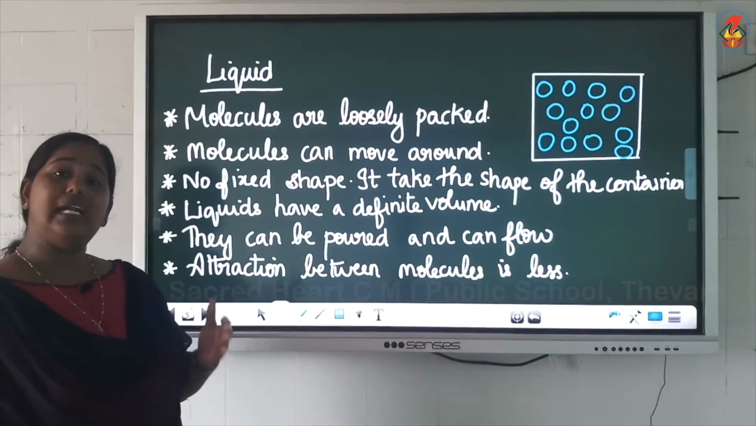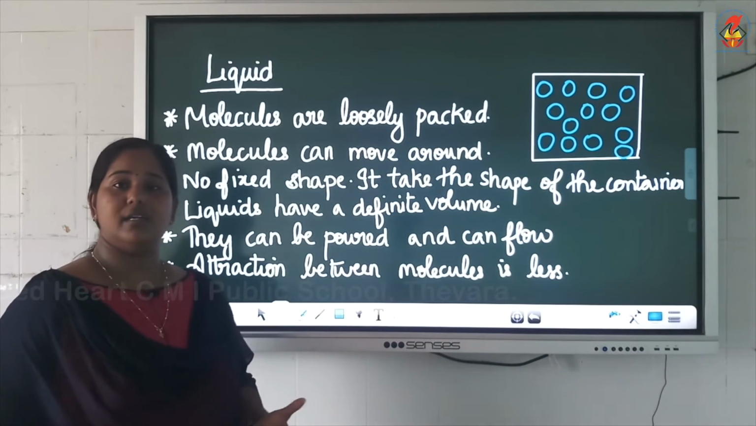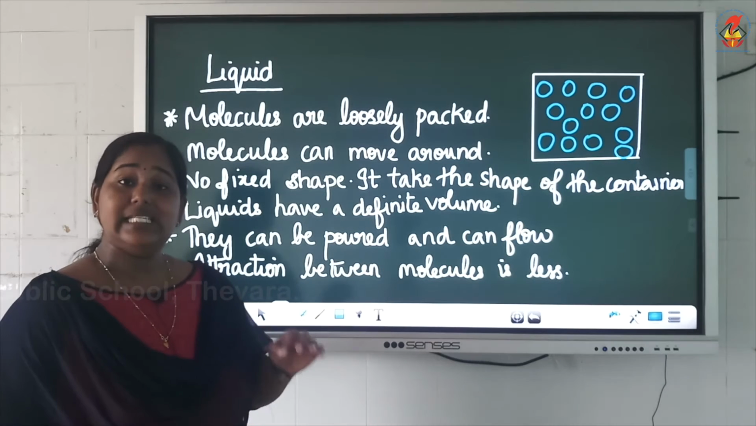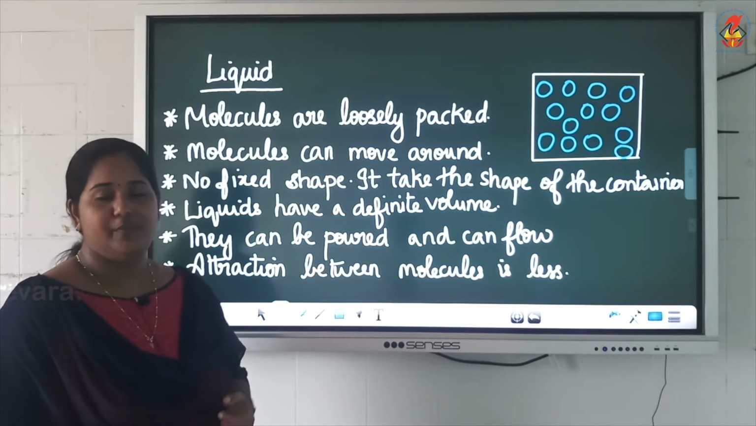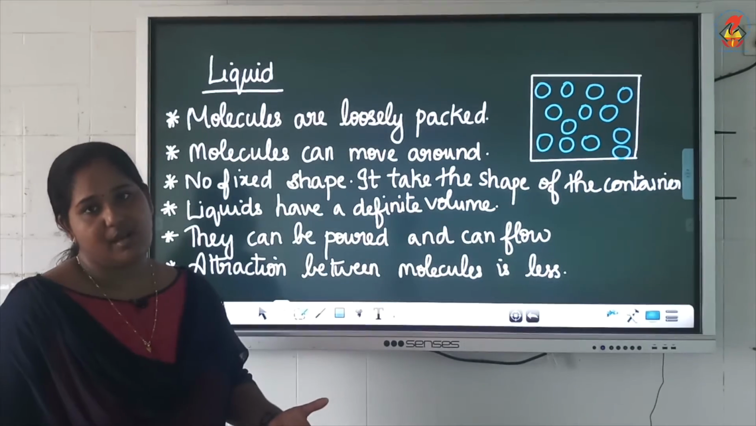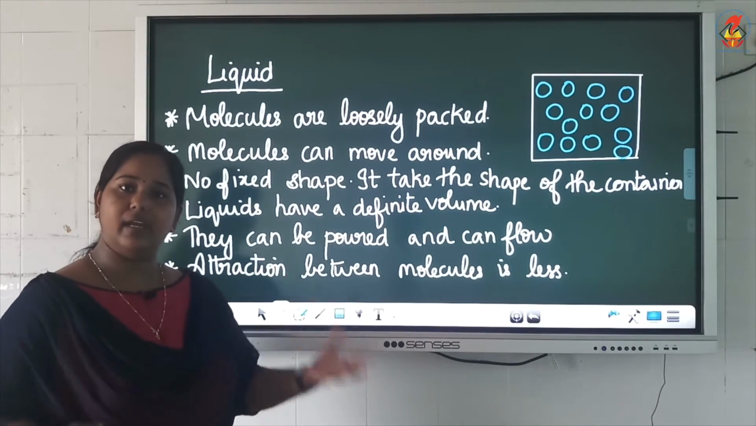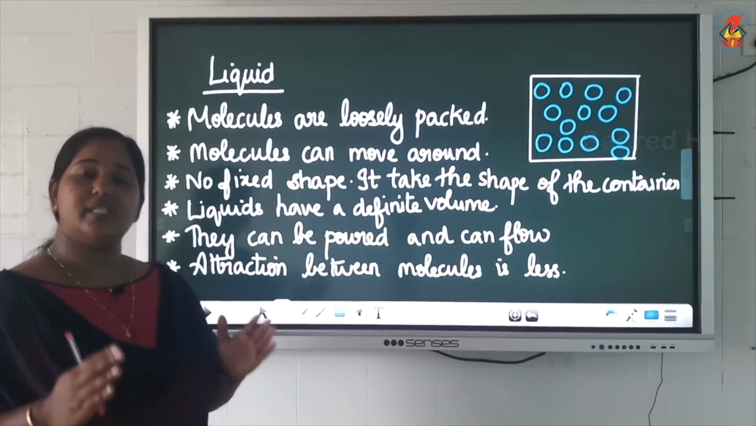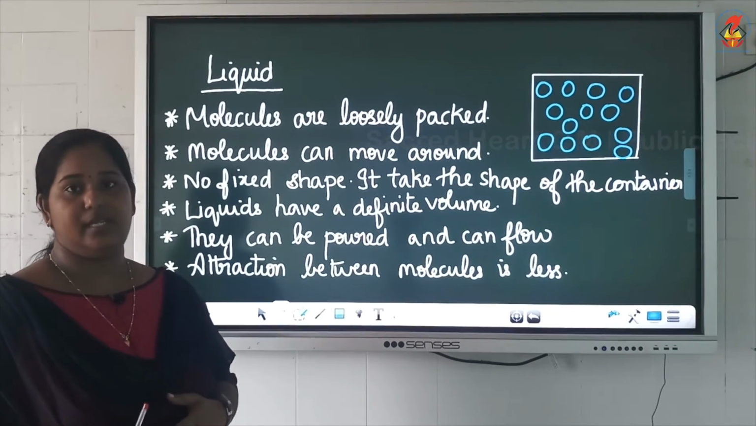Liquids do not have a definite shape. Have you seen any liquid with a circular or square shape? No. It takes the shape of the container in which we are taking that liquid. If you pour the liquid in a round shaped container, the liquid has a round shape. If it is in a square shaped container, it has a square shape. If it is a triangular shaped container, it has a triangular shape. So, liquids do not have a definite shape, they take the shape of the container.